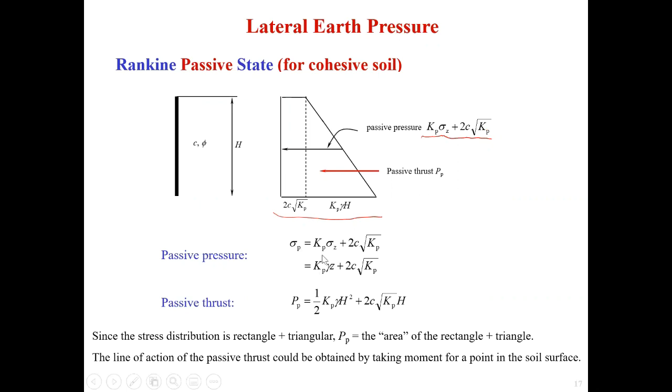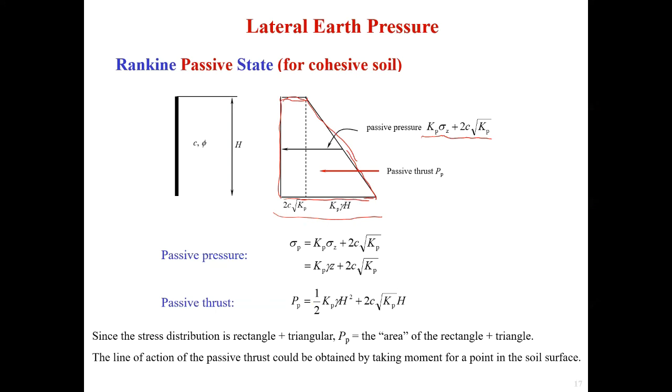If we look further, the total passive force Pp per unit length of the wall is given by the area of this passive pressure distribution. If you are required to calculate the force, then you just take the sum of the area of the pressure diagram. That's the whole area.